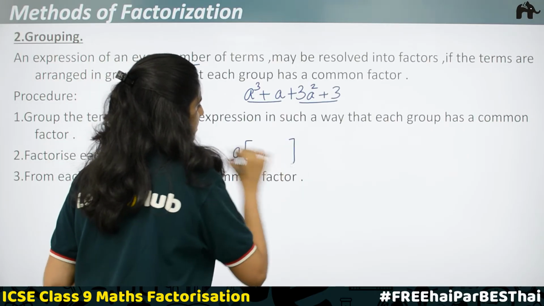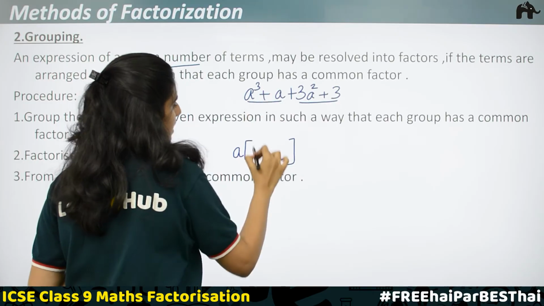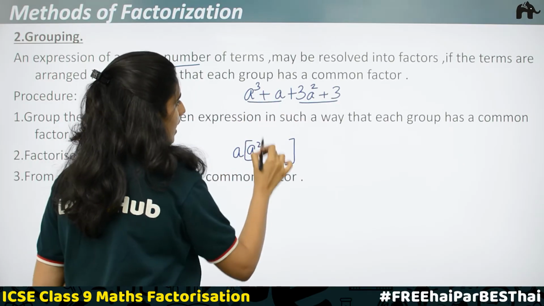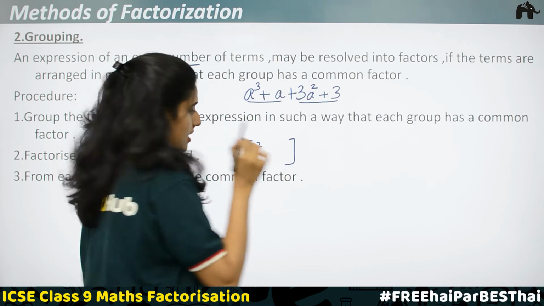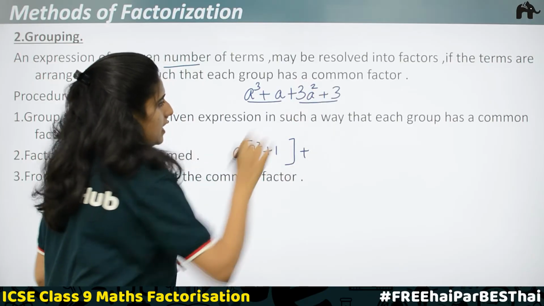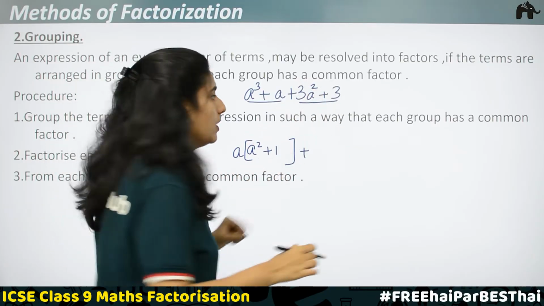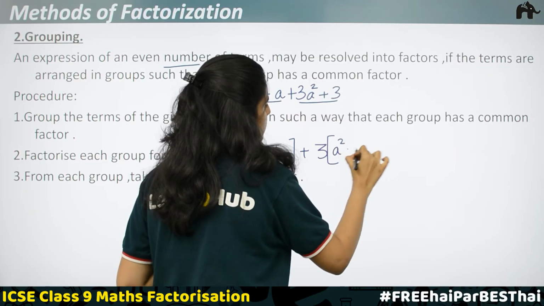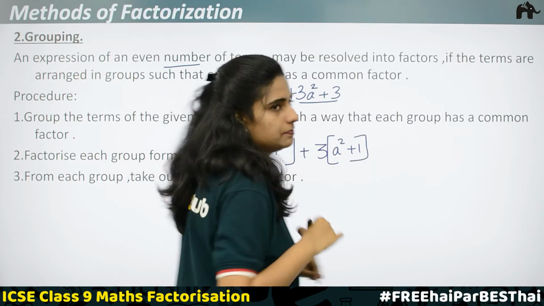Remaining what is there? Here we will be having a square into a is a cube. What about a? a is a into 1. So plus 1. Next, this part. Here what is common? 3 is common. So taking out 3, remaining will be a square plus 1.